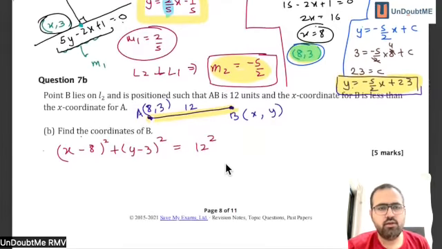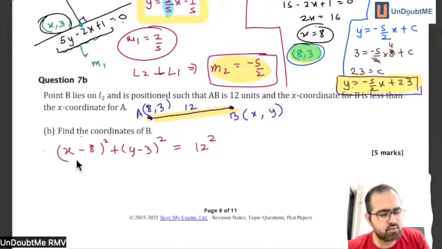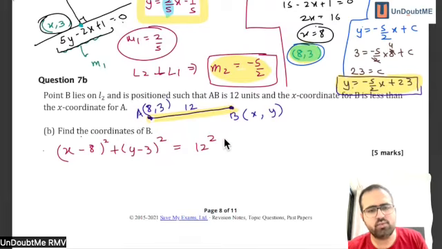Okay, what is the distance formula? Square root of (x2 minus x1) whole square plus (y2 minus y1) whole square. That square root is directly squared up. That's why it is written as 12 square.